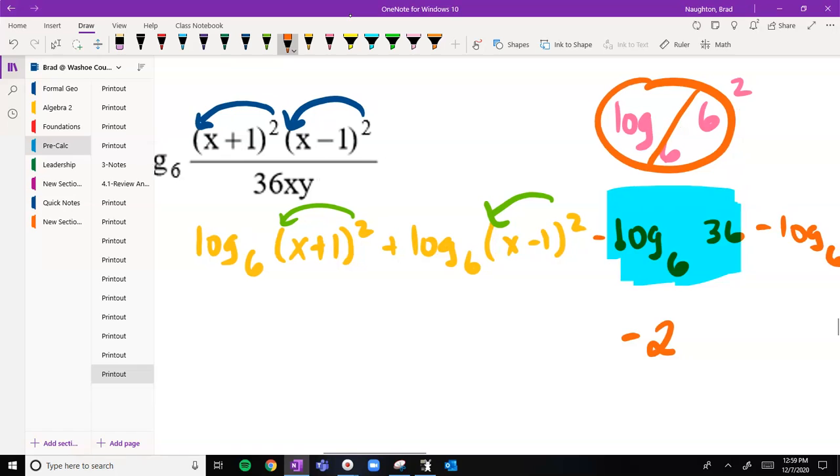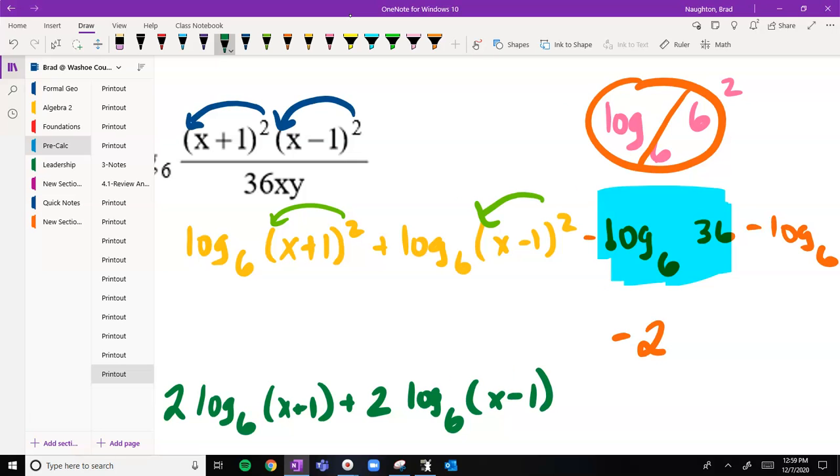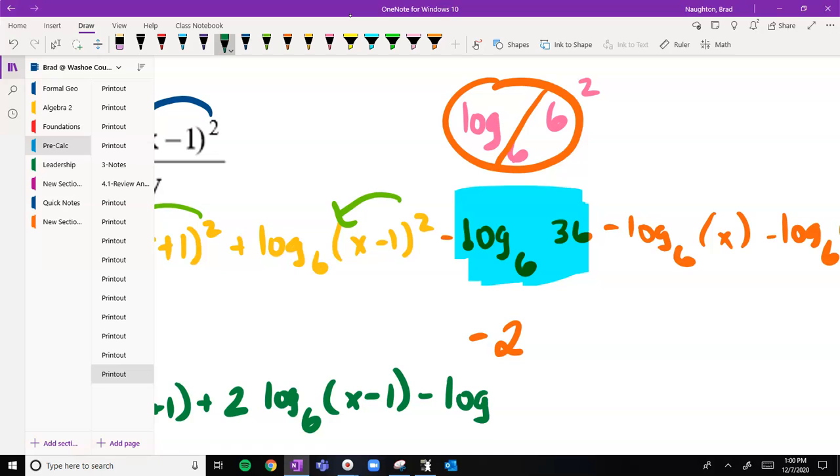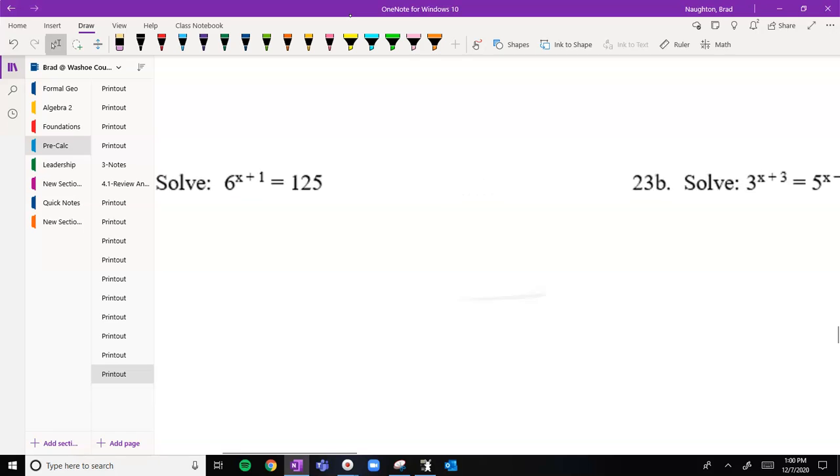Alrighty. So we're going to go ahead and have 2 log base 6 of x plus 1, plus 2 log base 6 of x minus 1, and then minus log base 6 of x, minus log base 6 of y, and then minus 2. It doesn't really matter where you put the minus 2. The answer key has it at the end, so I figured I would put it at the end. And this way you could see all your logs at the one time anyways, so we'll call that good for your answer.